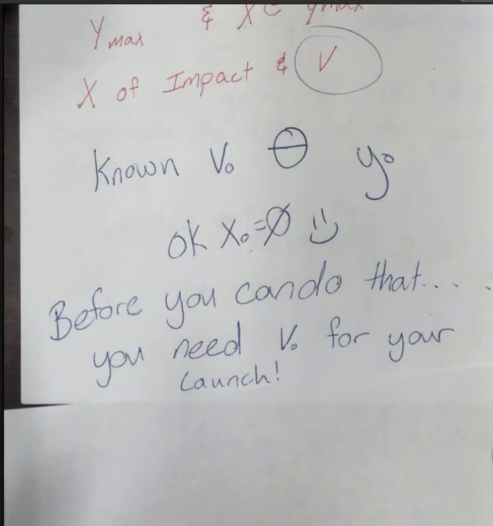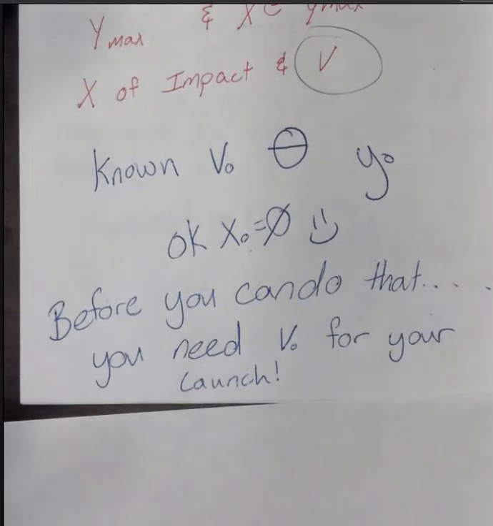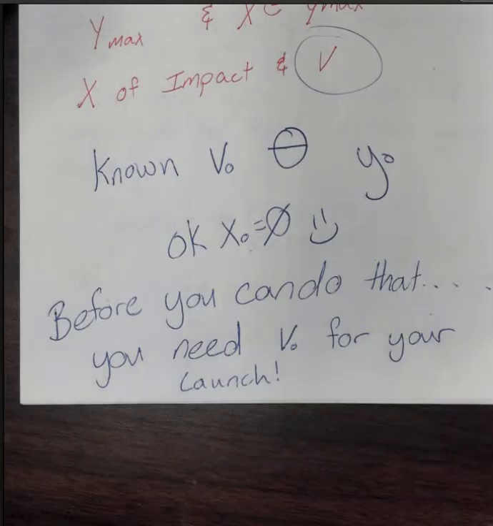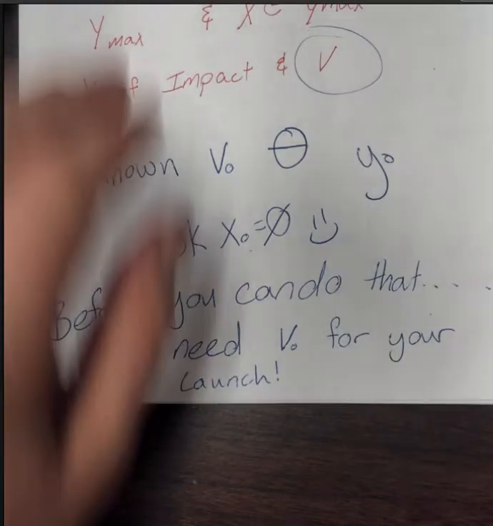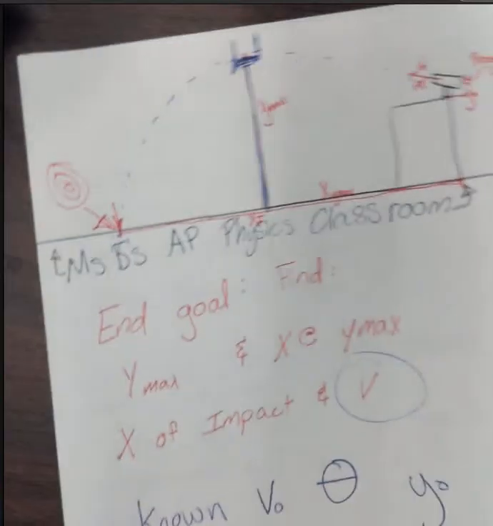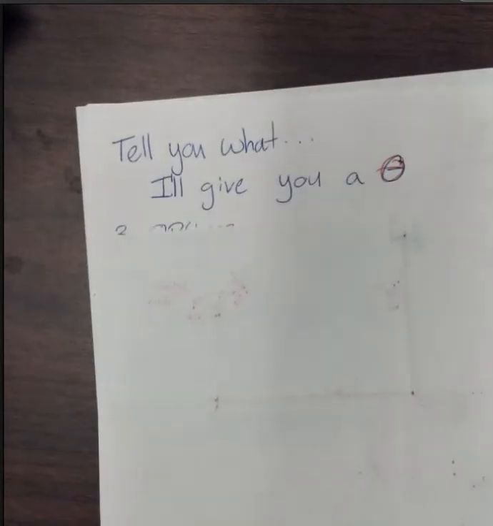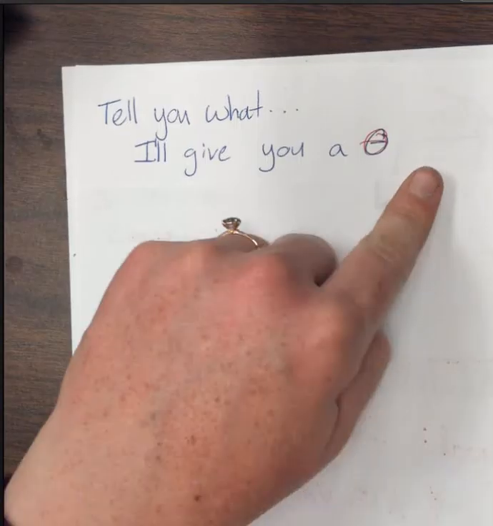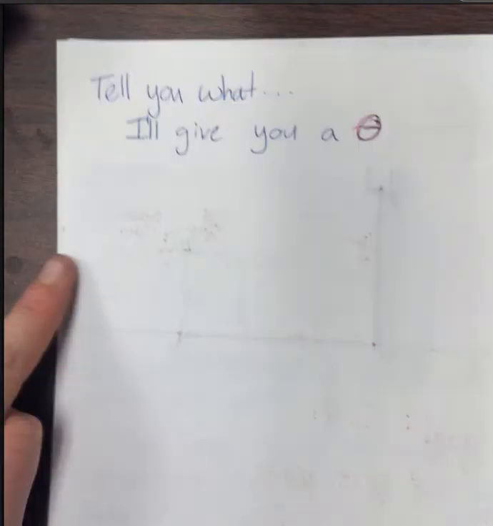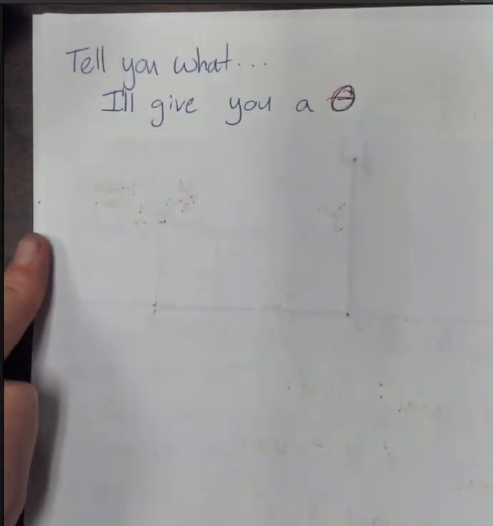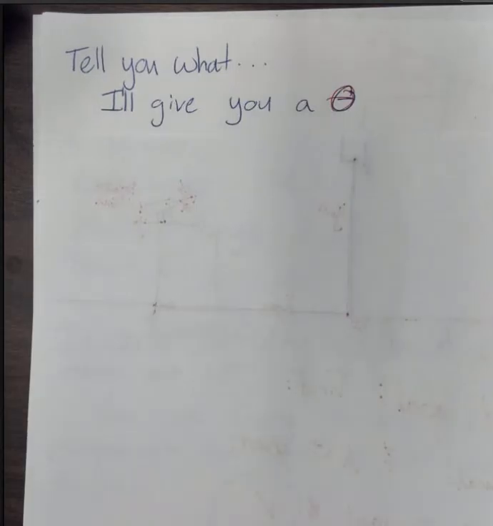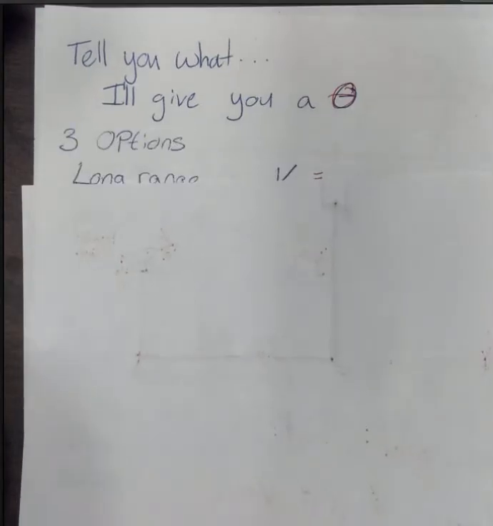But before you can do that, you're going to need to figure out what your initial velocity is for your launch. And you might say to me, Miss B, that's no fair. That sucks because I don't know what the velocity of the Benny gun is. Well, that's what you're going to be figuring out on Tuesday. And I'll tell you what. I'm going to give you your initial angle that you'll be launching at. So please make sure to check the assignment and check the spreadsheet so that you know what your initial angle is going to be. And then you're going to have three options.